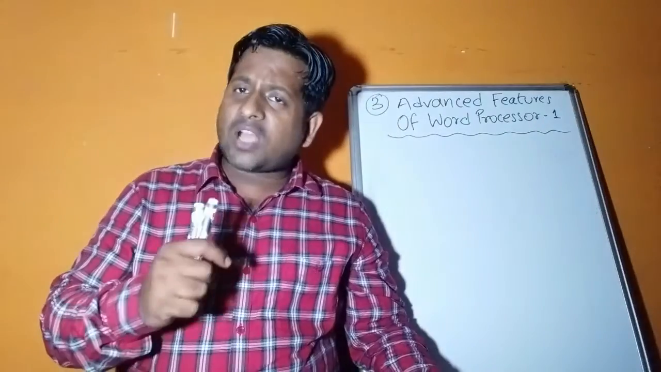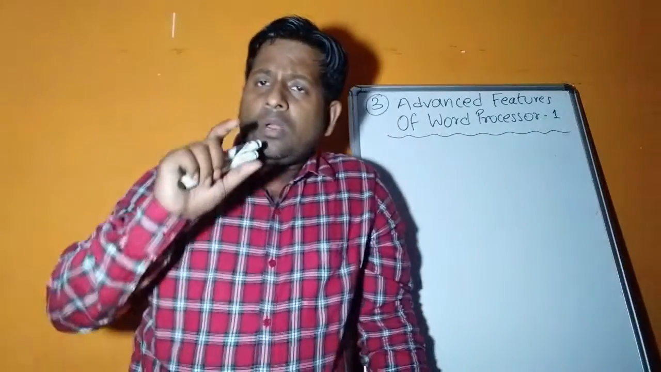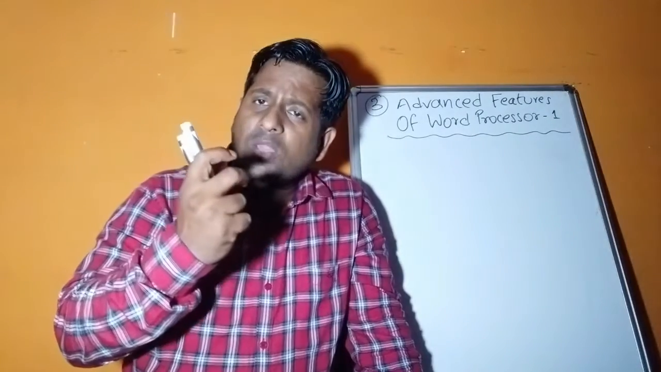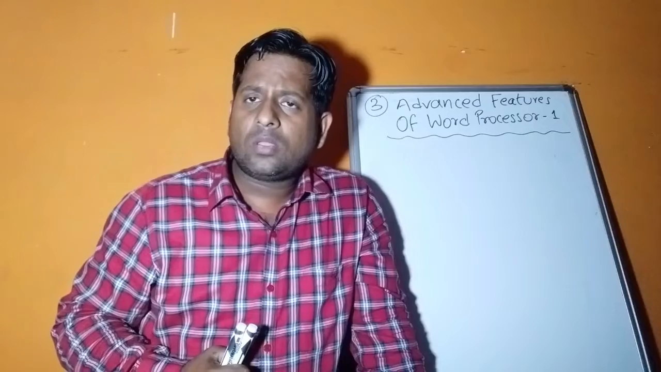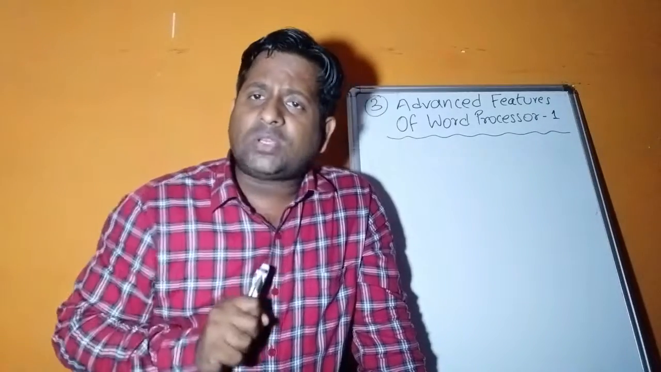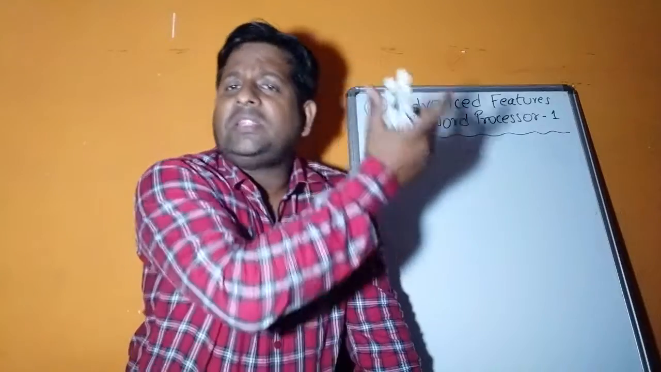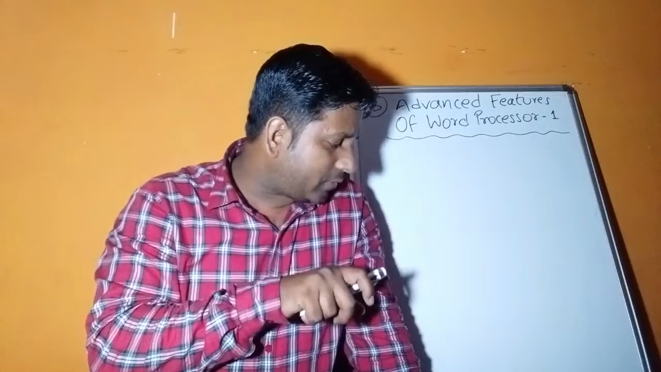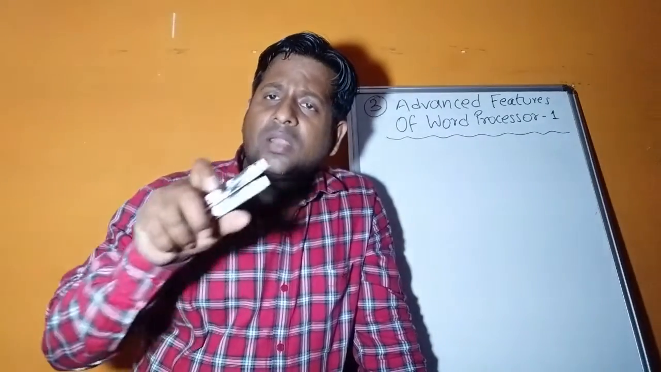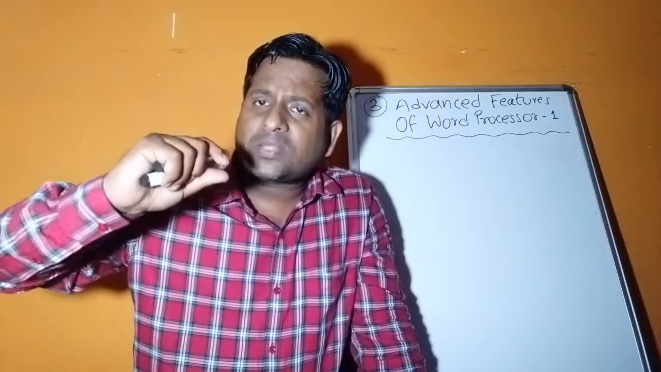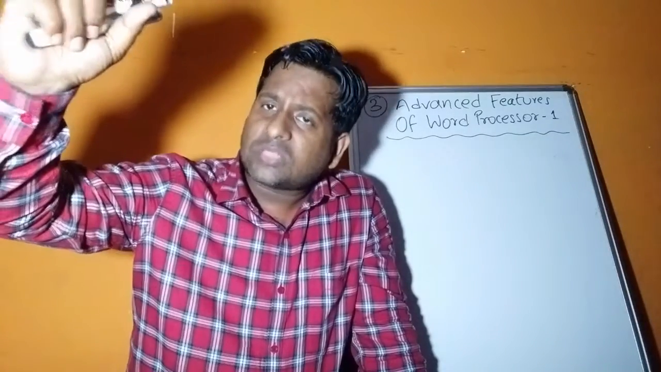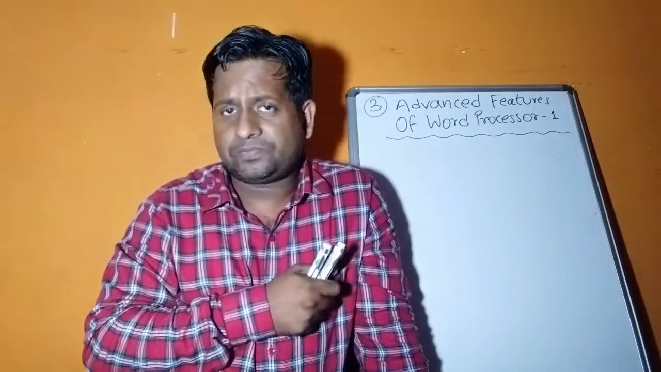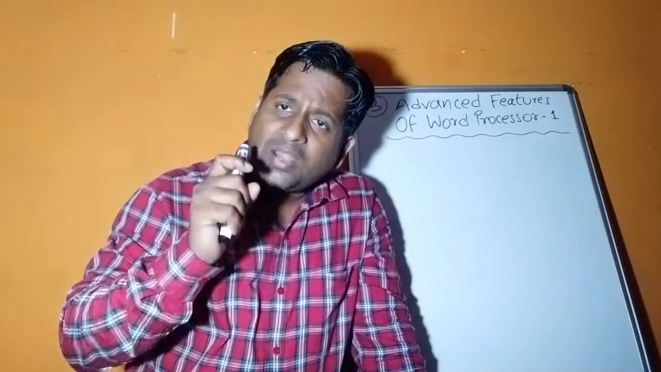Children, in the last video I showed you a few practical steps on how we can use format painter. You understood the use of format painter: it is used to copy the formatting of text and apply it to other text. After that we learned about superscript and subscript, how we can place the text above the normal text line, as well as below the normal text line.